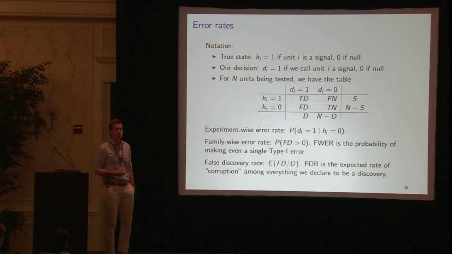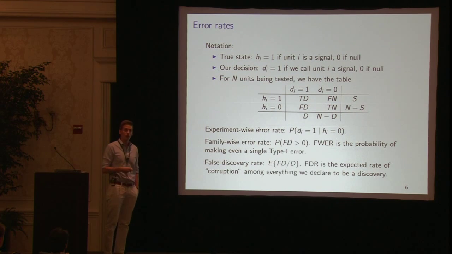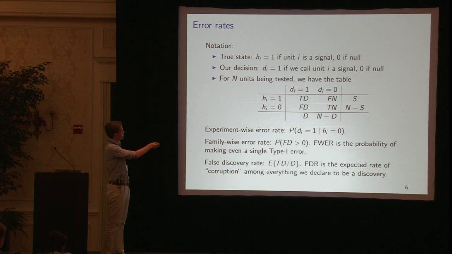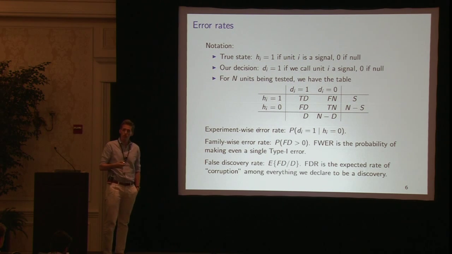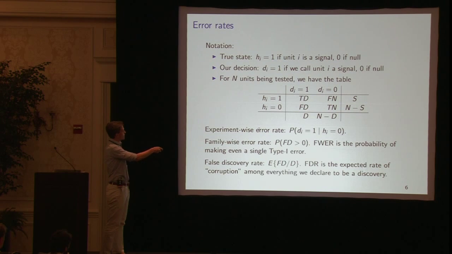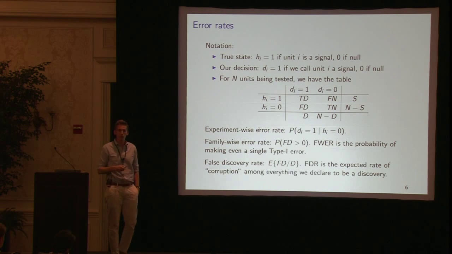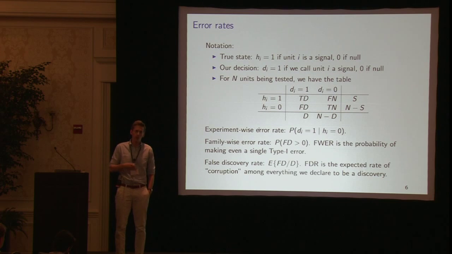For the last 20 years or so, that's not really the error rate that's been the focus of most applied work. Rather, it's been the false discovery rate, which is the following expectation. Take this entry, which is the number of false discoveries, the true noise cases that we wrongfully declare to be a signal, divided by the total number of discoveries. The frequentist expectation of that quantity is the false discovery rate.